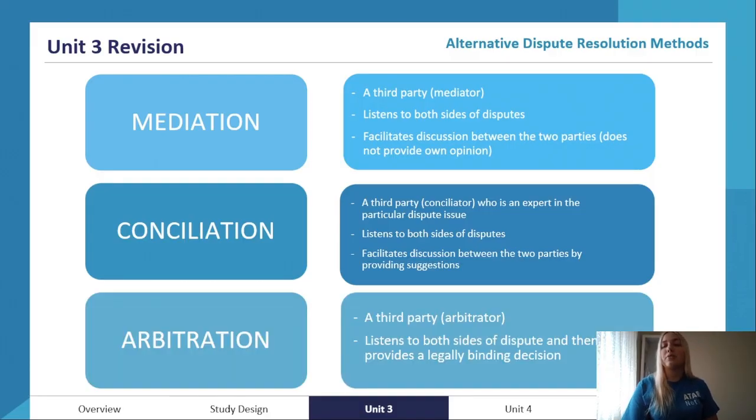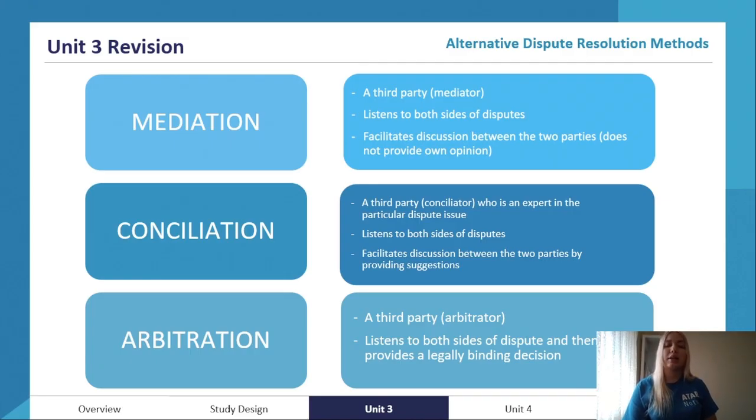Your alternative dispute resolution methods you need to know, be able to define, and talk about when they could be used. Mediation involves a third party called a mediator that listens to both sides of the dispute. They just facilitate the discussion, they're a facilitator, but they cannot provide their own opinion, and parties have to come to a voluntary decision on their own.